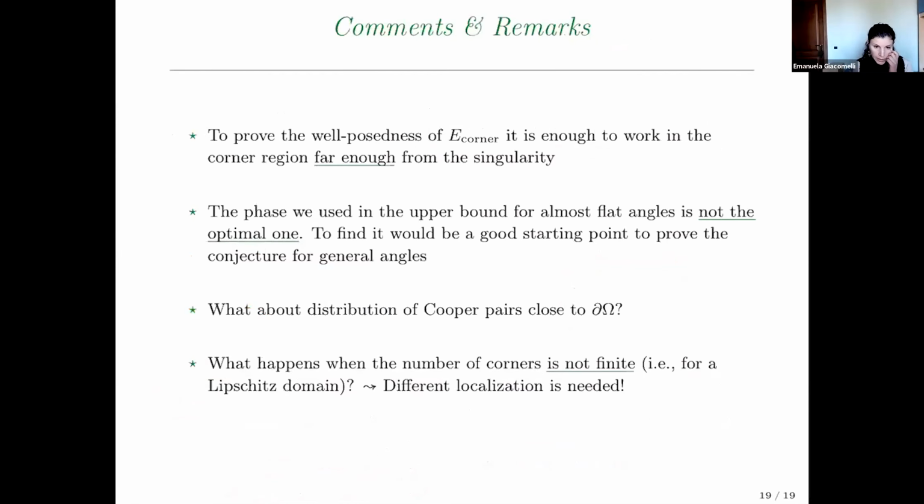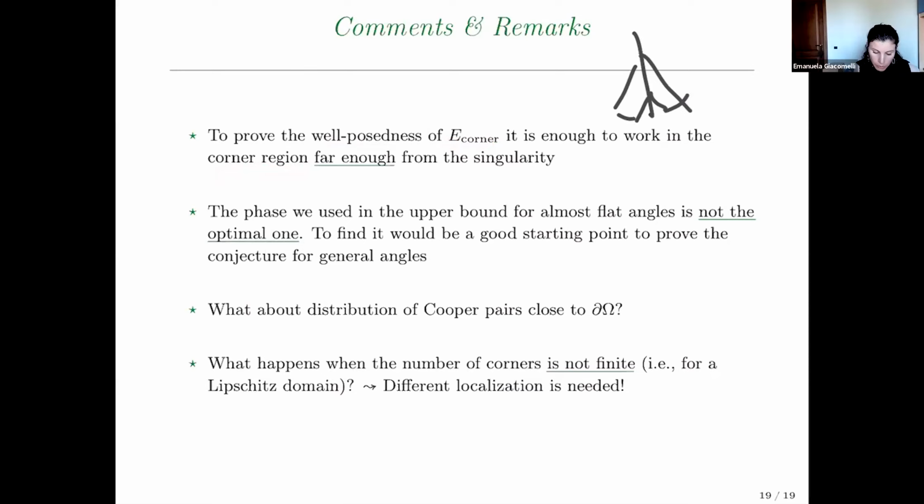So in conclusion, what I want to underline is the following. First of all, I told you that we also prove the fact that the energy coming from the corner is well posed. It's not trivial at all. And I think that the main reason why at the end we are able to treat this quantity here is that in order to prove that this is well posed, it is enough to work far enough from the corner region, or maybe I should write far enough from the bisector line here, because this is the difficult part, or the part in which you have much more problems.